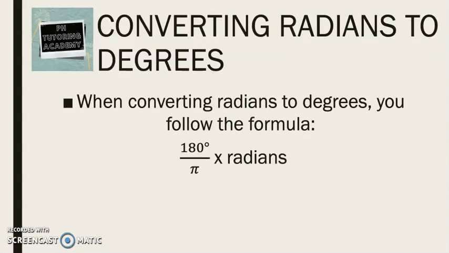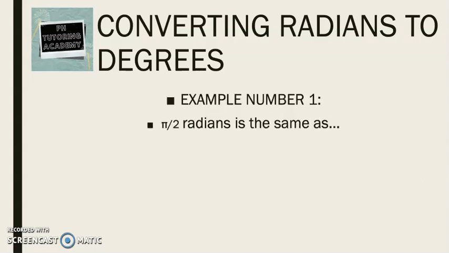Converting radians to degrees. When converting radians to degrees, you follow the formula 180 degrees divided by pi multiplied by the given radian. Let's try it out together. Example 1: pi over 2 radians is the same as, let's write down the formula, 180 degrees divided by pi multiplied by pi over 2.